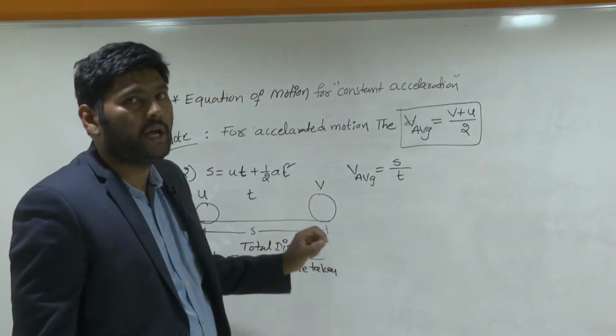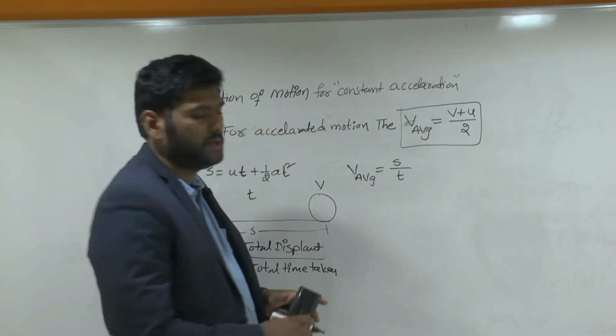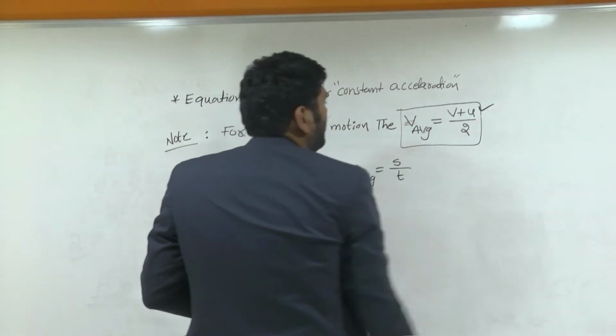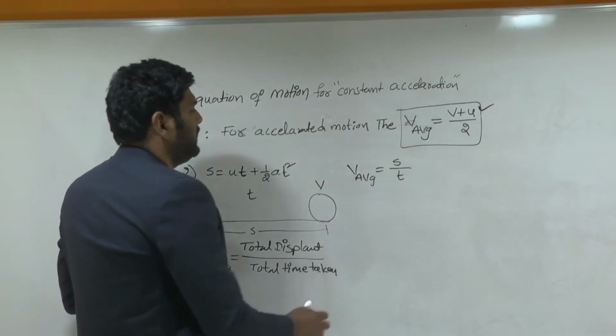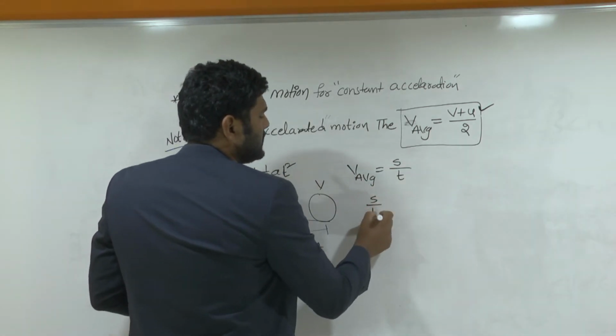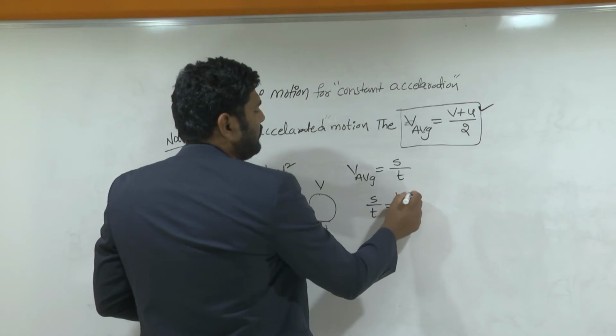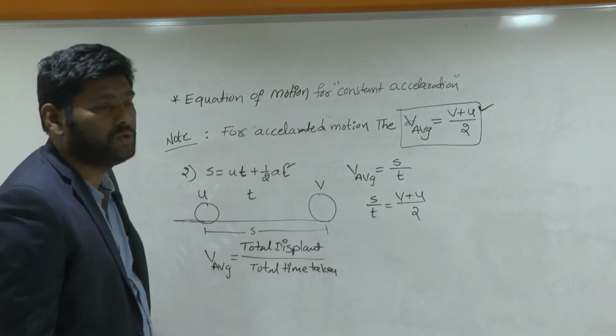The average velocity formula for accelerated motion, just now I told, v average is equal to v plus u by 2. So if I apply the same thing, v average is nothing but s by t, then s by t is equal to v plus u by 2.